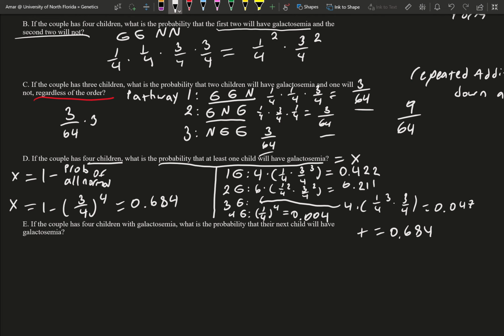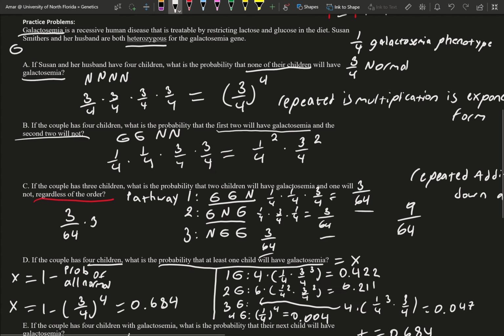And then there's a trick question that I've put up over here. If the couple has another 4 children, what is the probability that their next child will have galactosemia? This answer is actually just 1/4. The reason is, imagine you had been doing a coin flip a couple hundred times so far. What is the probability that your next coin flip will be heads? It doesn't matter how many times you've done a coin flip already. The probability of heads in the next try will just be 1/2. So the answer will be 1/4.